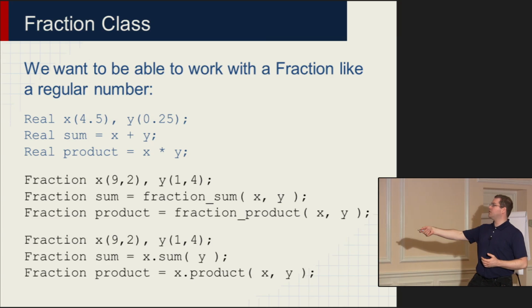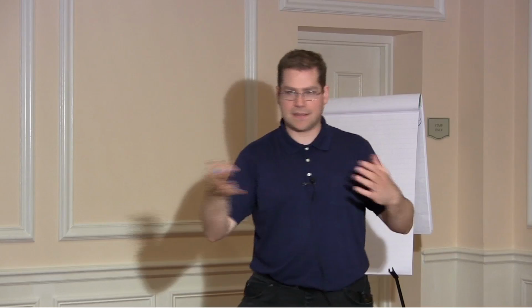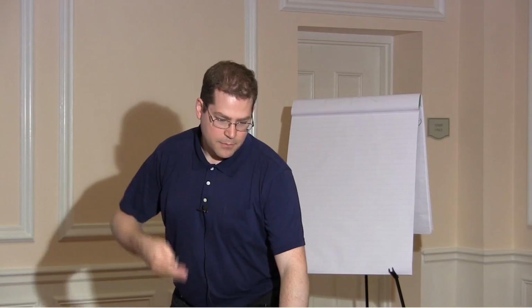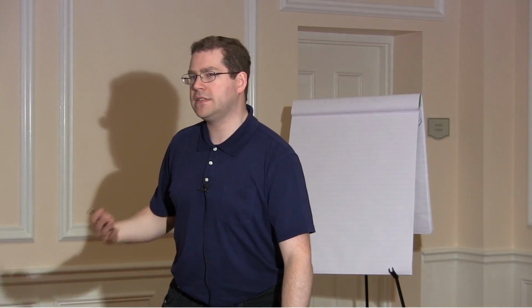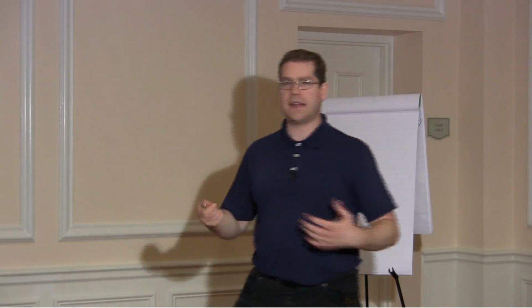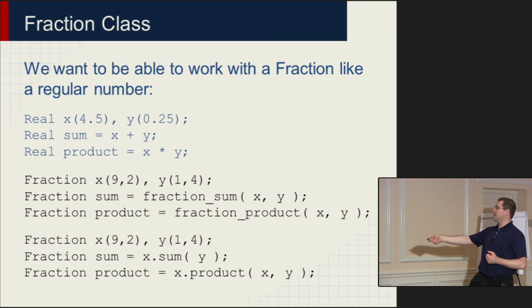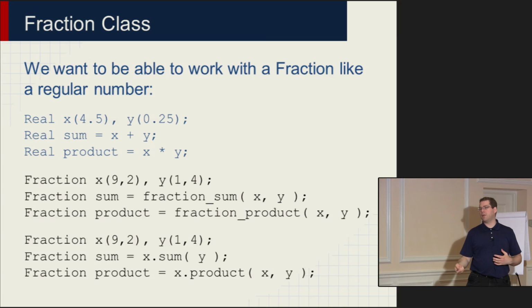With a real number, you'd be able to declare your variables, and then you'd make other variables like a sum, x plus y, or a product, x times y. That's very straightforward. But if we didn't have operator overloading, it would be rather difficult to act on that. What you would have to do is have free functions, for example, fraction sum, x comma y, as opposed to x plus y, or fraction product. Or maybe you could do member functions, so x dot sum y or x dot product y.